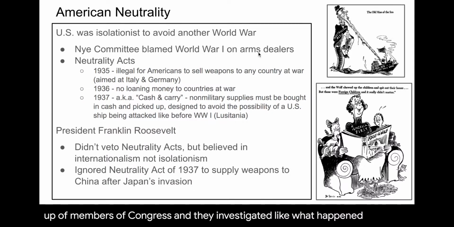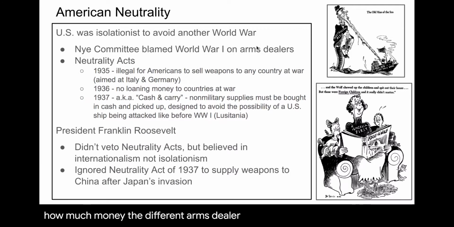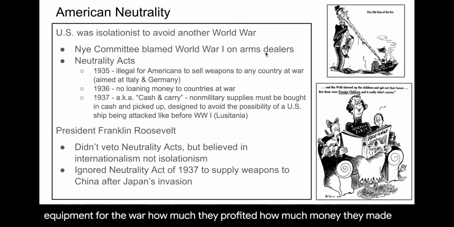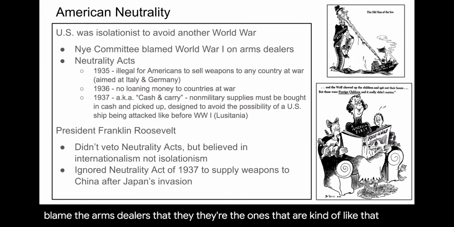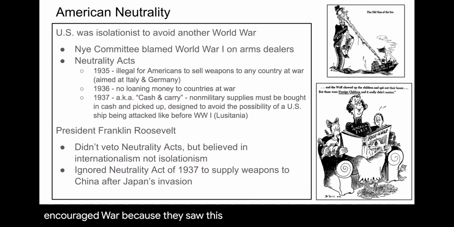And one of the things they really focused on was how much money the different arms dealers and manufacturers made, all the companies that made the tanks, that made the chemical weapons, that made all the equipment for the war, how much they profited, how much money they made during the war. And so there was a trend among some Americans to blame the arms dealers, that they're the ones that encouraged war because they saw there's an opportunity to make money. So they didn't want to have that same situation happen again.